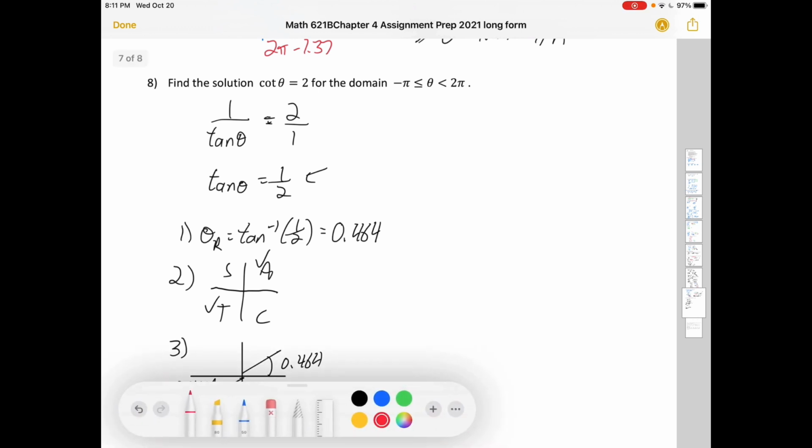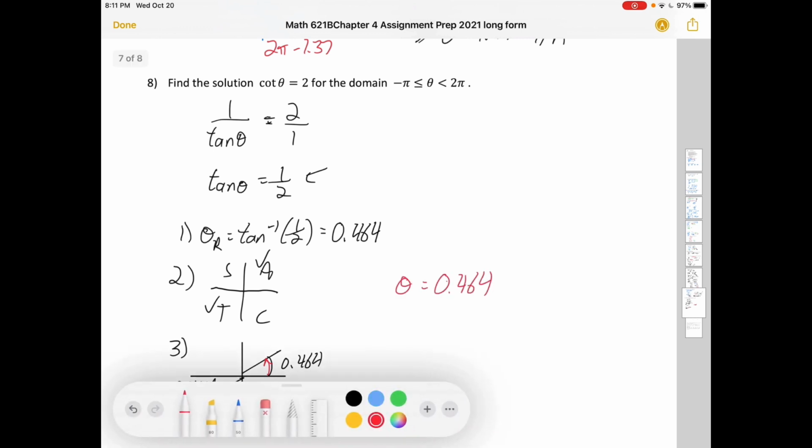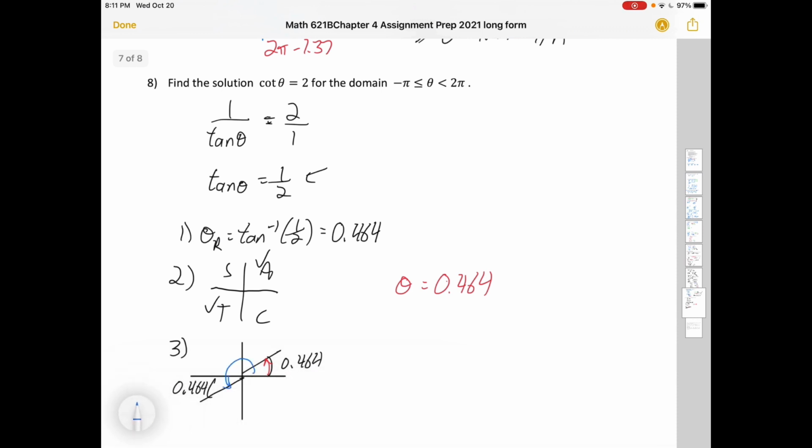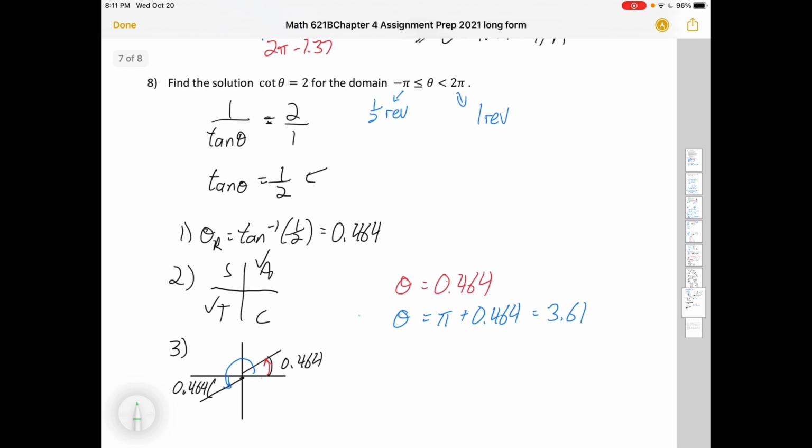In the positive direction, I can hit this one right here at 0.464. I can hit this one right here at pi plus 0.464, which is 3.61. And that's as far as I can go in the forward direction. This is one revolution. I'm also allowed to go backwards a half revolution, or 180 degrees. Let's see, will I run into a solution if I do that? Go backwards. Oh, geez. Yeah, you do.